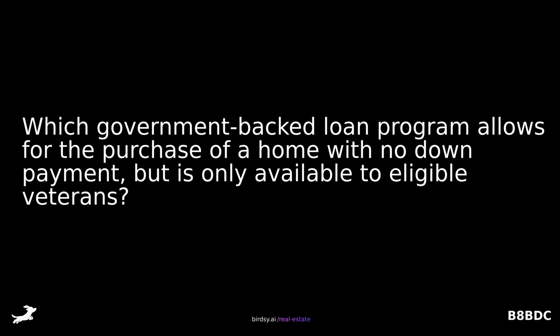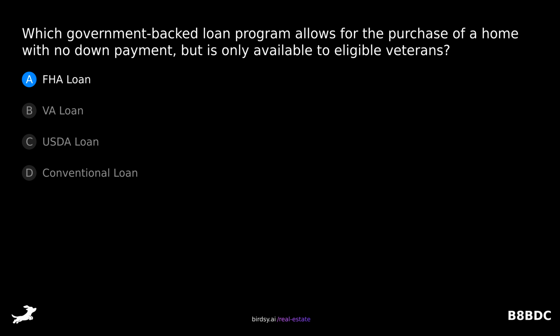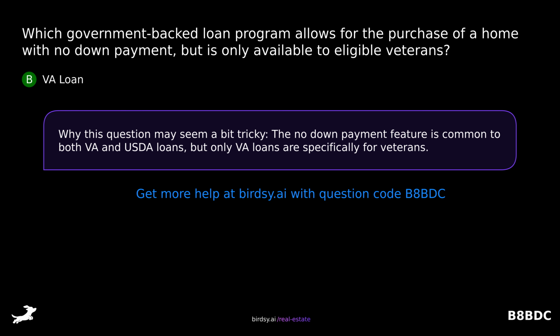Which government-backed loan program allows for the purchase of a home with no down payment, but is only available to eligible veterans? Is it A, FHA loan, B, VA loan, C, USDA loan, or D, conventional loan? The answer is B, VA loan. Why this question may seem a bit tricky. The no down payment feature is common to both VA and USDA loans, but only VA loans are specifically for veterans.